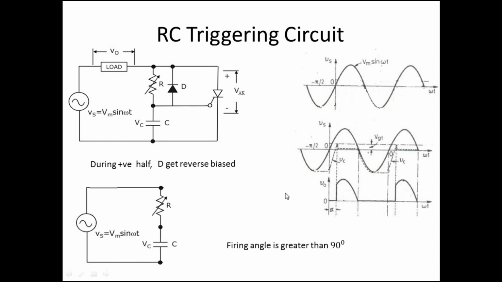So this is about the R and RC triggering circuits. In the R triggering circuit, the firing angle is between 0 to 90 only. We can achieve only a maximum firing angle of 90 degree. Here we can achieve a firing angle above 90 degree. So that is the advantage of the RC triggering circuit over the R triggering circuit. Okay, with this we can wind up the session. Thank you.